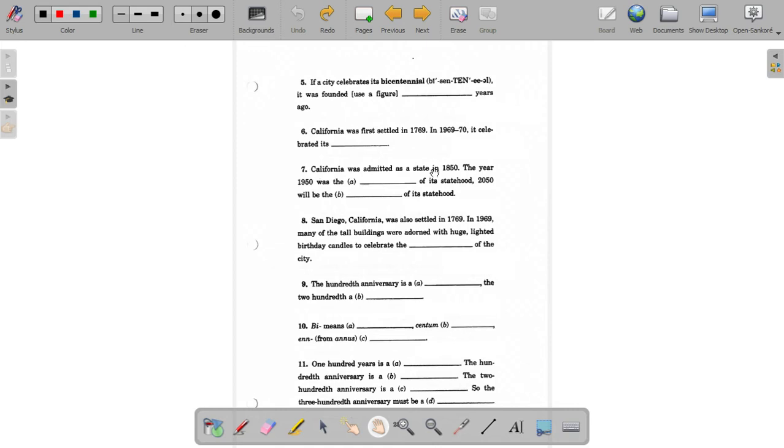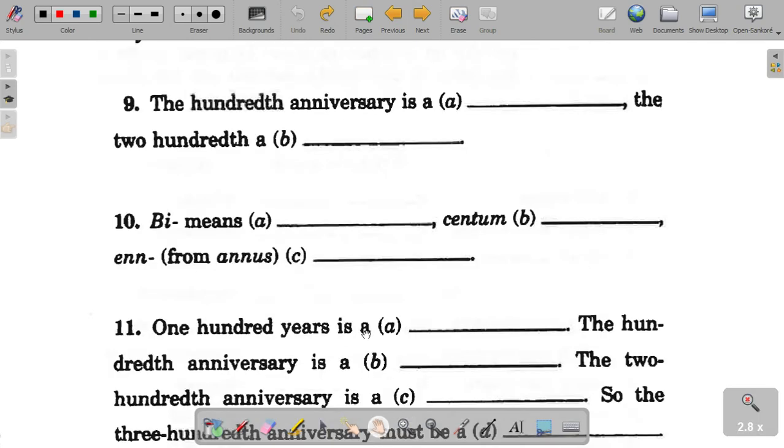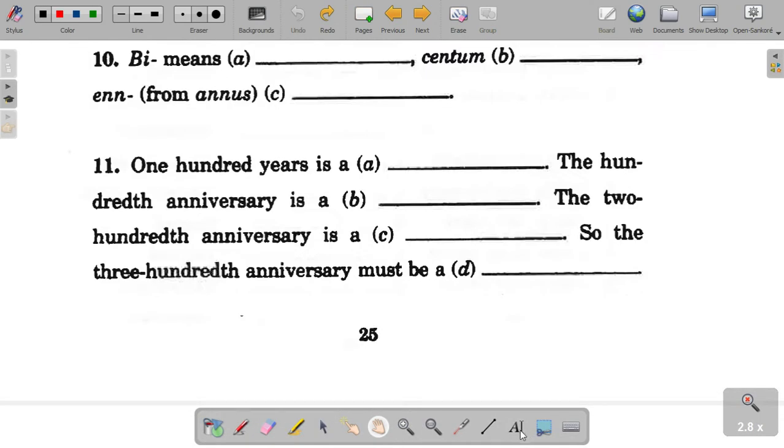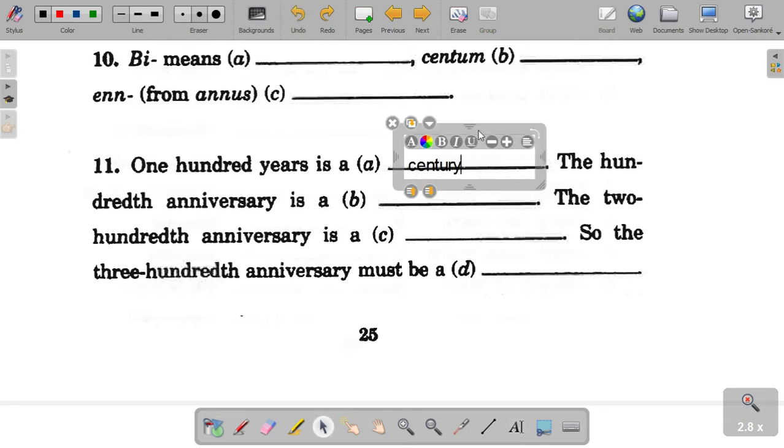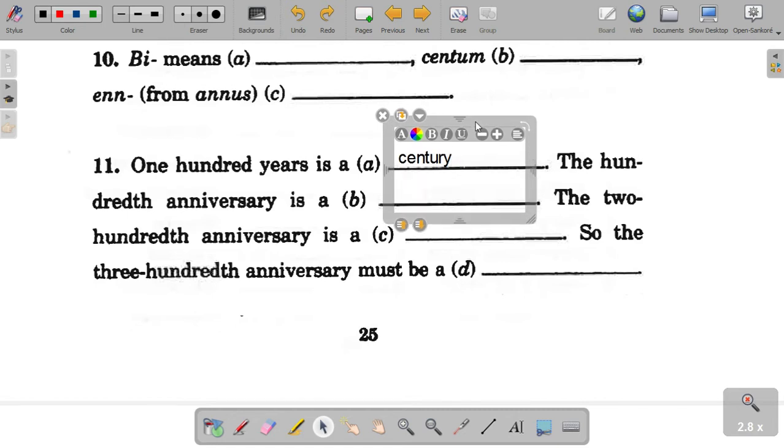Let's see. Let's continue on through here. I'm going fast on purpose. Oh, here we go. This is a good one. So 100 years would be called a what? Century. True, century. So the 100th year anniversary would be? Centennial. And do you see the year part of it here? The N, good. And then the 200th anniversary. Bicentennial, good. And then tricentennial, exactly. Good, excellent.